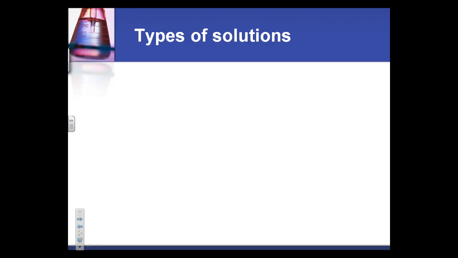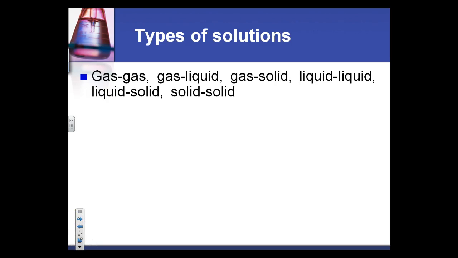Types of solutions. We can have all kinds of different ones. I've just talked about solid-liquid ones so far, but there are different types. Gas-gas solutions. That's like the air around you right now. It's a mixture of gases. Gas-liquid solution. That would be like a soda where you have the carbon dioxide dissolved in that liquid. A gas-solid solution. This may be something like a marshmallow where you've got the gas dissolved in that solid. Liquid-liquid, that would be like alcohol mixed with water. Liquid-solid, that's sugar dissolved in water.